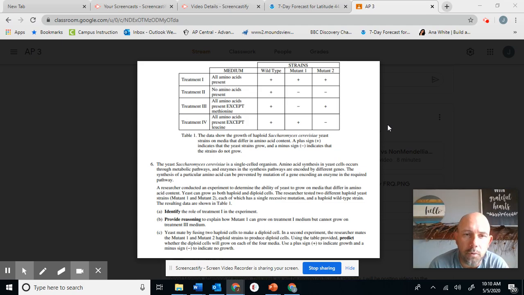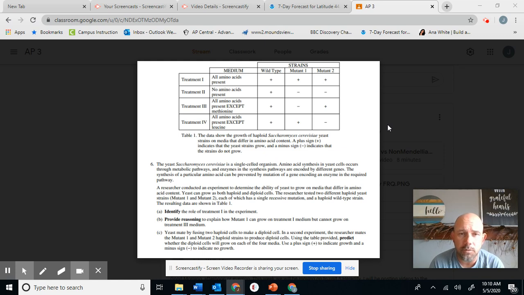A, identify the role of treatment one in the experiment. Well, when I take a look at treatment one, we're looking at a positive control in this case. We're looking at a control where all the amino acids are present. We're basically providing them with a basis that we have given you all the amino acids, and here's what we should expect. So positive control as far as A goes.